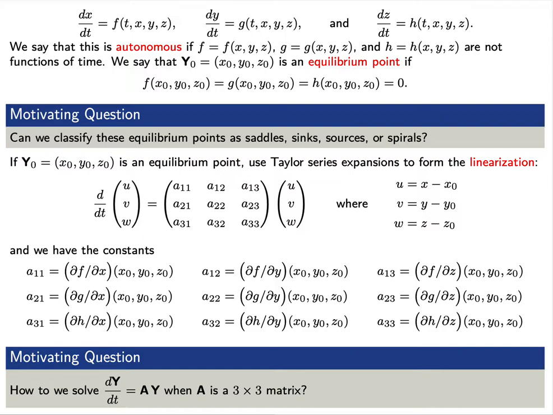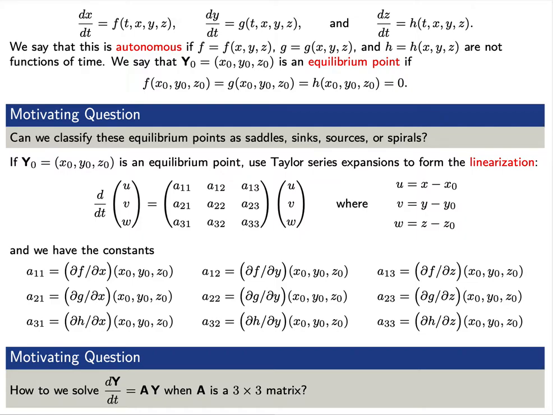The idea is to perform a Taylor series expansion around this point to find a linearized system. That is, we'd like to express, once we're very close to this equilibrium point, our three-dimensional system as a three-dimensional linear system of the form dy/dt = A y. Here, A is a 3x3 matrix that we can express in terms of the coefficients a_ij, all expressed in terms of partial derivatives of our functions f, g, and h, evaluated at this equilibrium point.